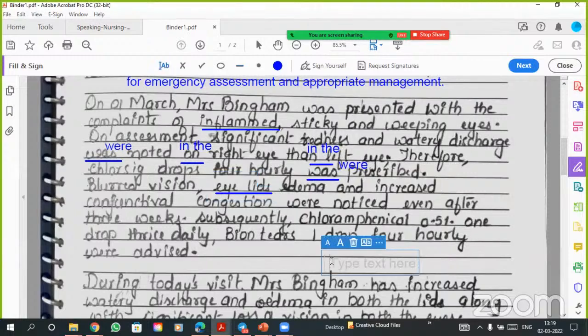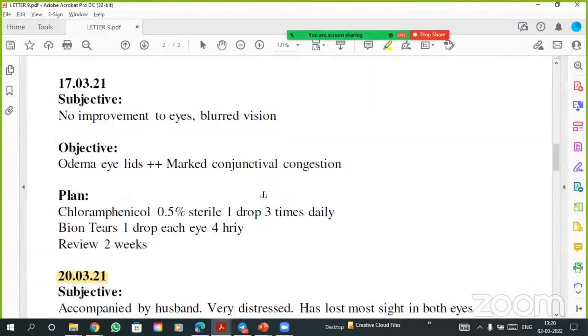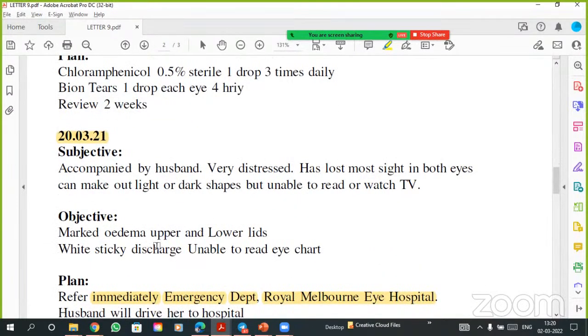So don't say it is not your mistake in the case notes. You should know, because in the exam, if you write like that, you lose your marks. Fine. Eyelids edema, or edema in the upper and lower lids.